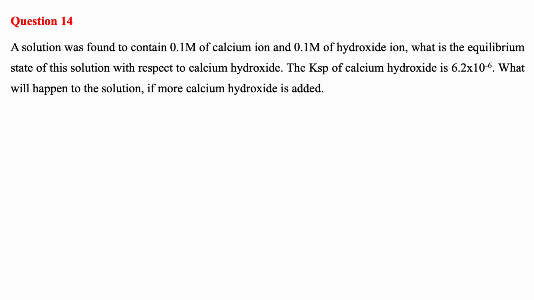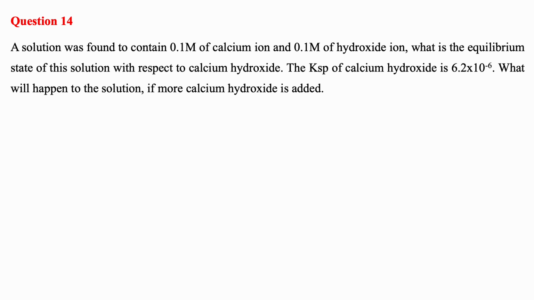That means the two ions will form calcium hydroxide, and if they are asking for the state with respect to calcium hydroxide, they are asking, is it a saturated solution, a supersaturated solution, or an unsaturated solution? So that's what they are asking. To know whether a solution is saturated, supersaturated, or unsaturated, we should also have the KSP. The KSP of calcium hydroxide was given. Then you can calculate the ionic product and compare it with the KSP to see whether a solution will be unsaturated or saturated.